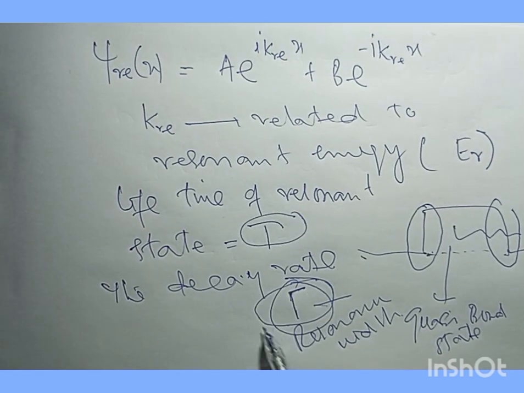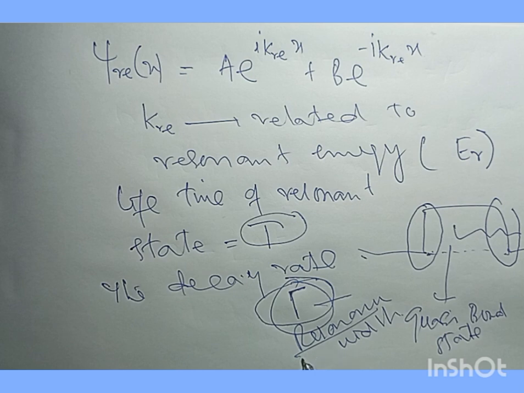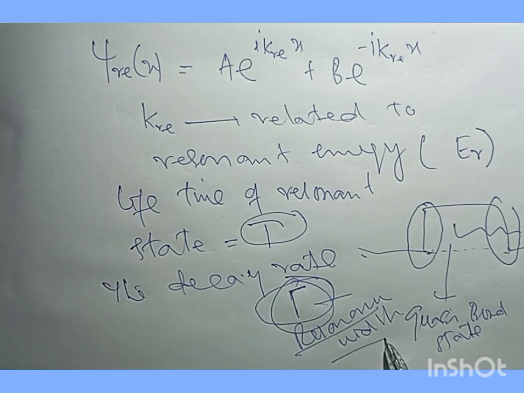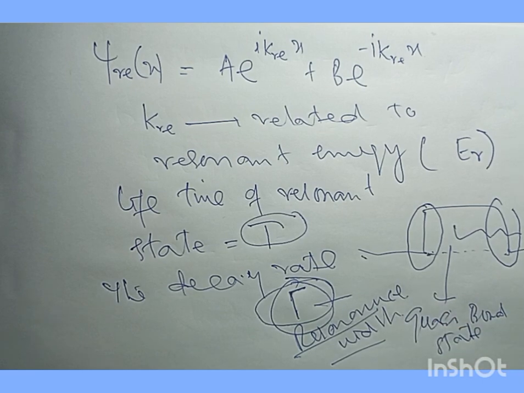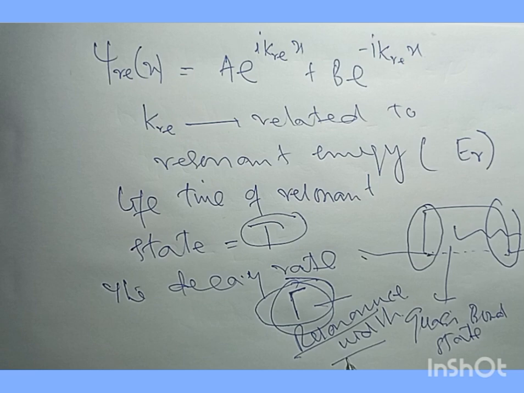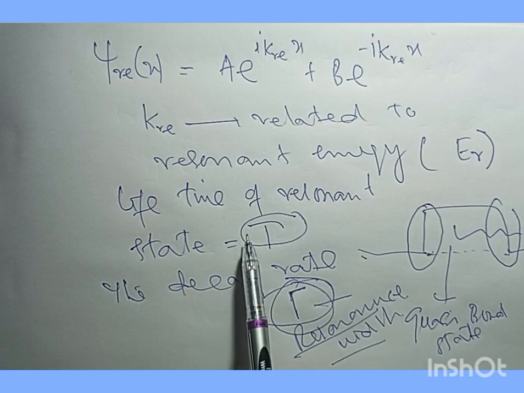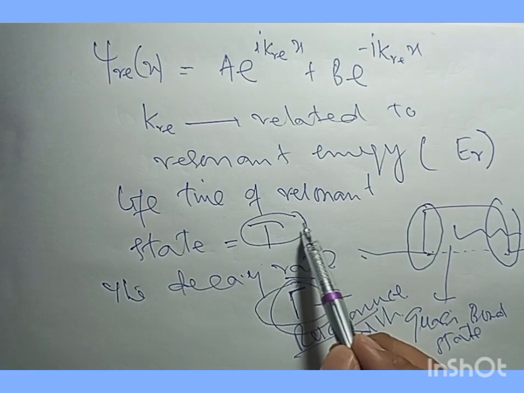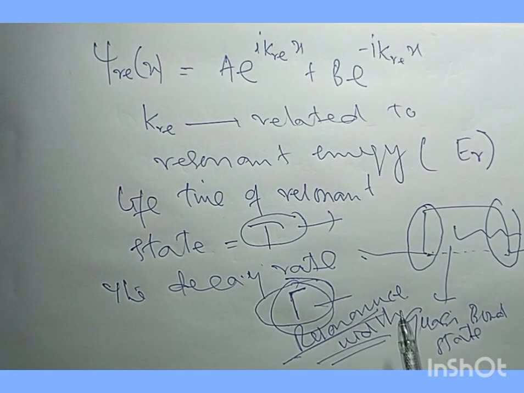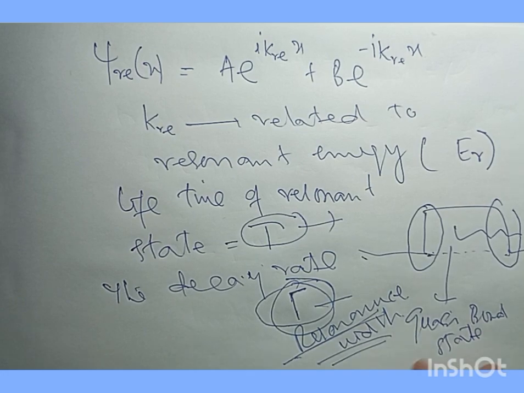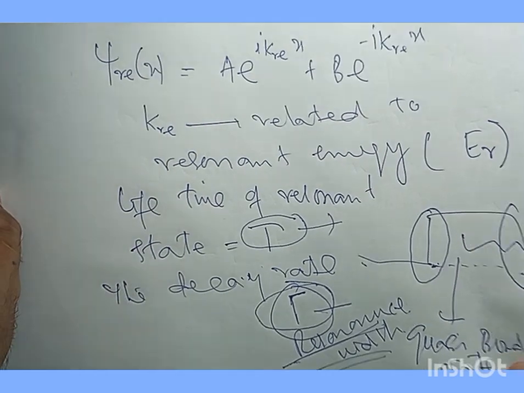All right, and what is this? This is the resonance width. All right. So these things can be found by solving the time-dependent Schrodinger's wave equation. I mean the lifetime of the resonant state and the resonance width. Now these things can be evaluated using time-dependent Schrodinger's wave equation.